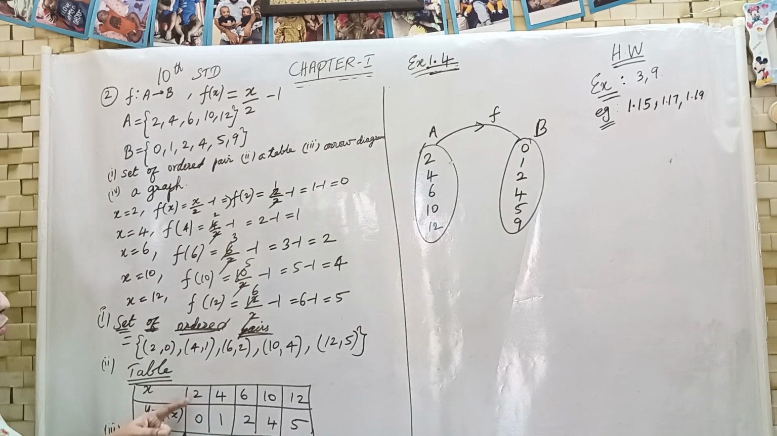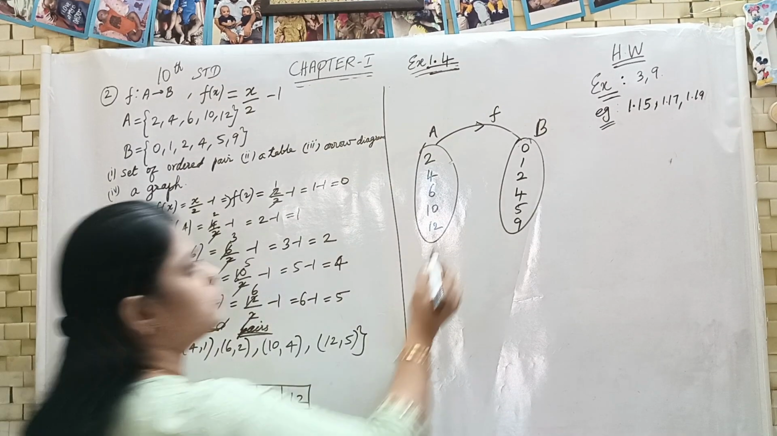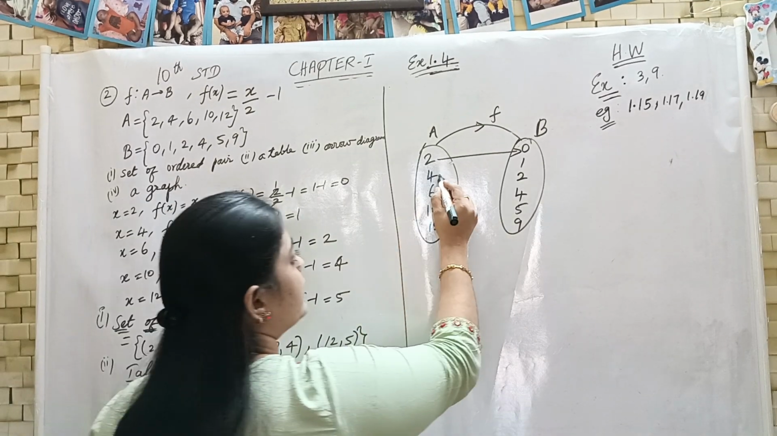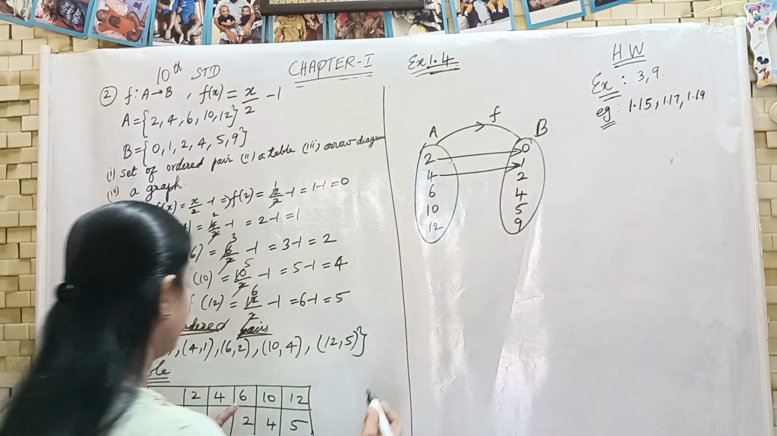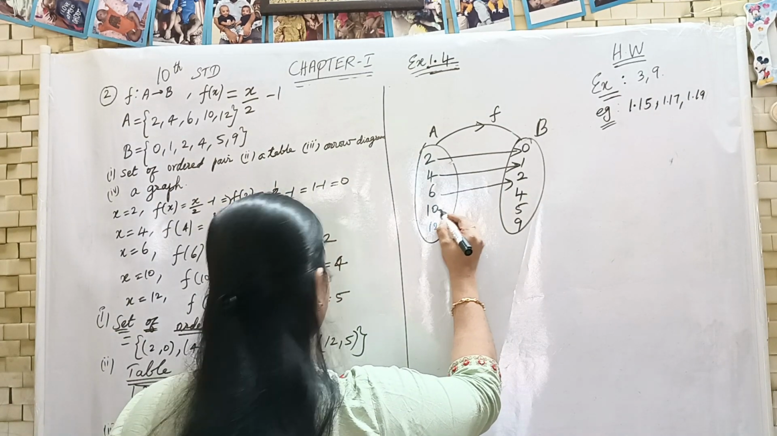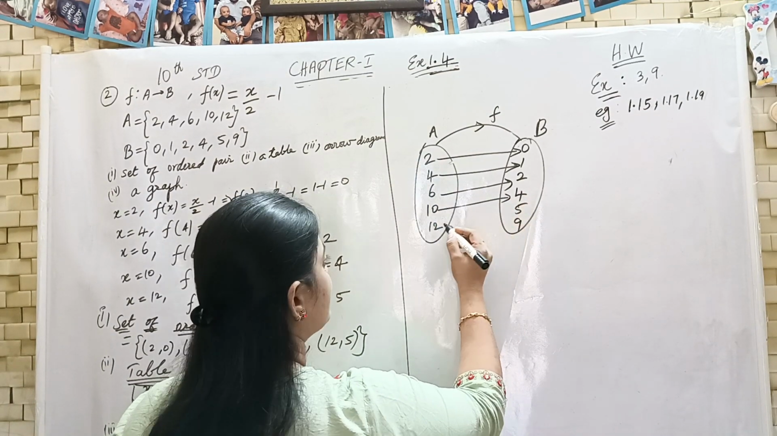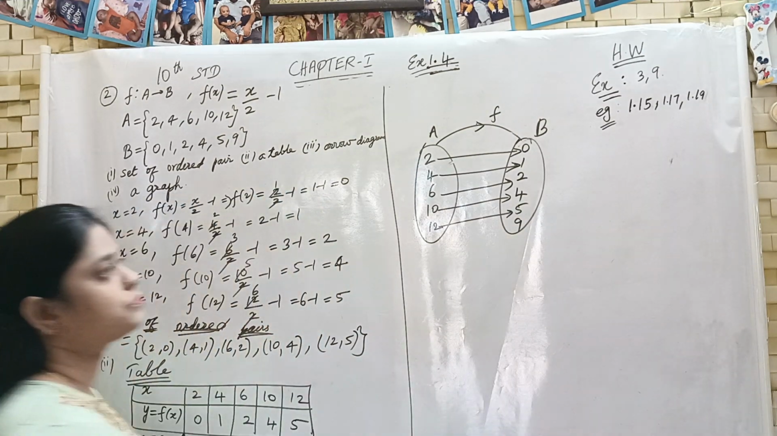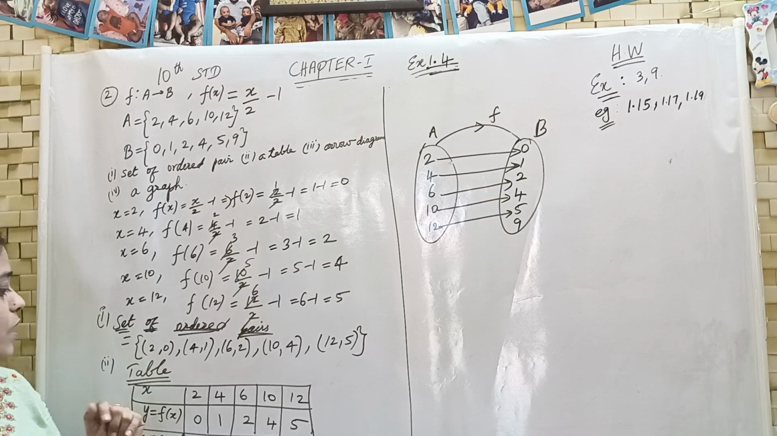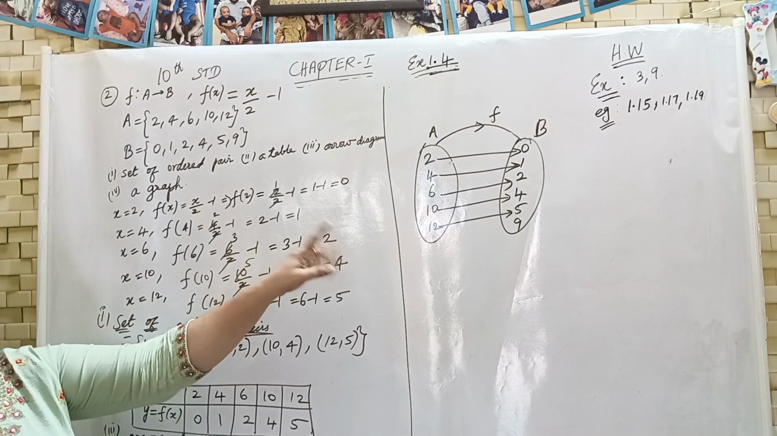So 2 is going to 0. Next 4 is mapping to 1. 6 is mapping to 2. 10 is mapping to 4 and 12 is mapping to 5. So 9 is not a mapping. It's not having a mapping. So it is an arrow diagram.